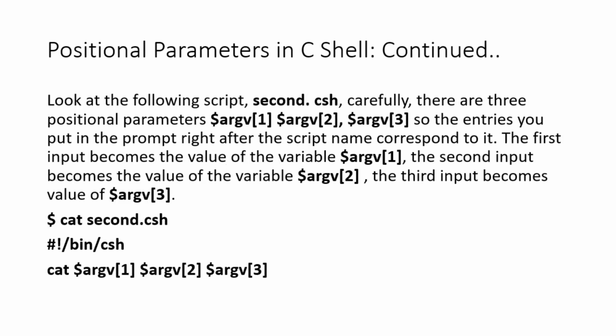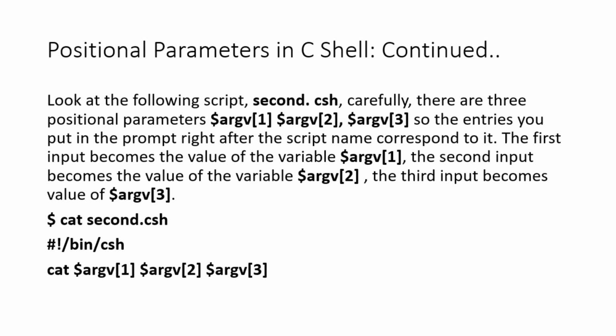We continue with positional parameters in the C shell. Look at the following script second.csh carefully. There are 3 positional parameters $argv1, $argv2 and $argv3. So the entries that you put in the prompt right after the script name correspond to them. The first input becomes the value of the variable $argv1. The second input becomes the value of $argv2. The third input becomes the value of $argv3.